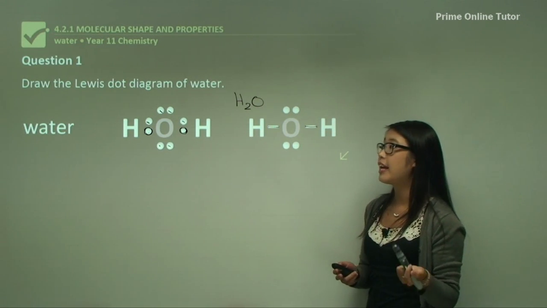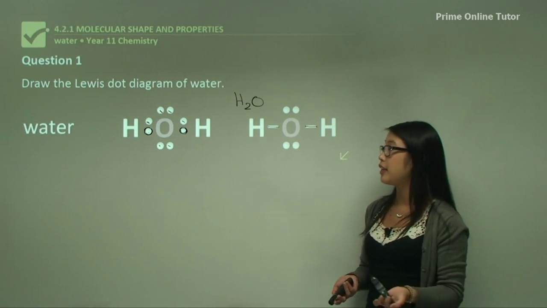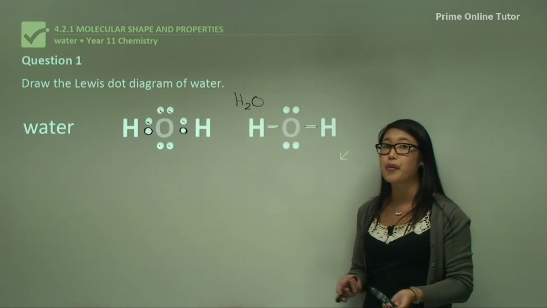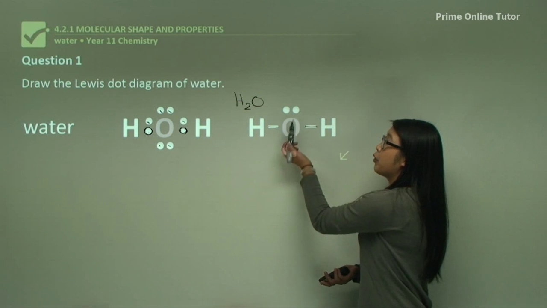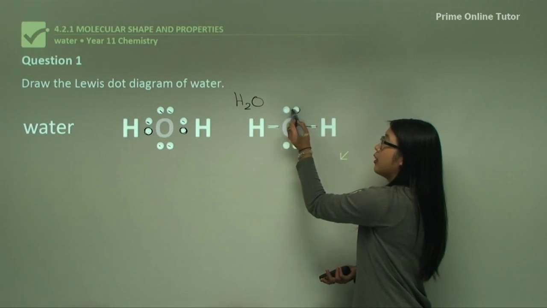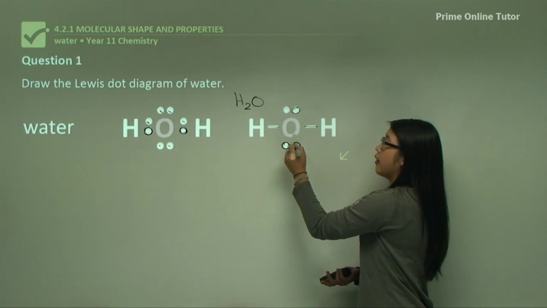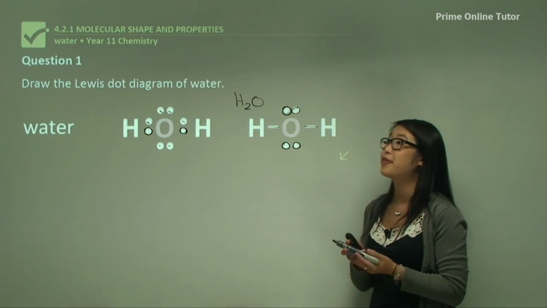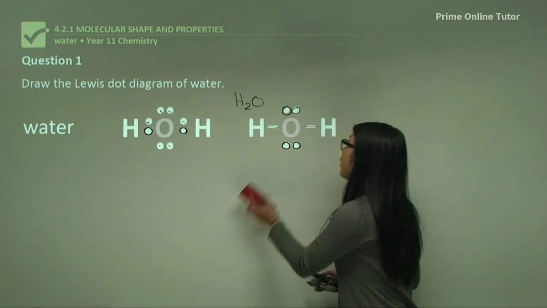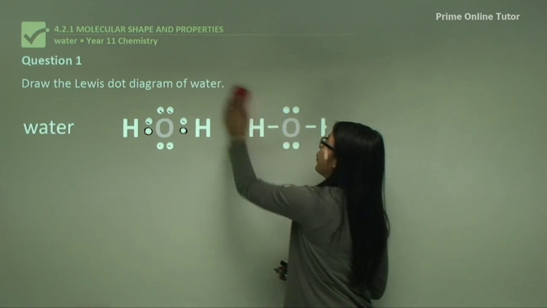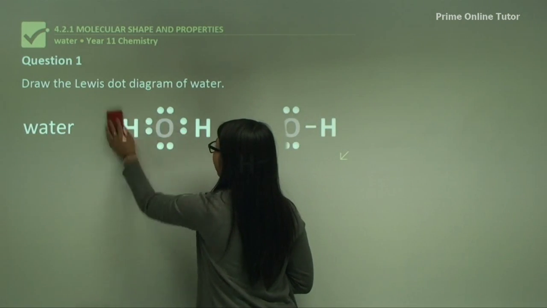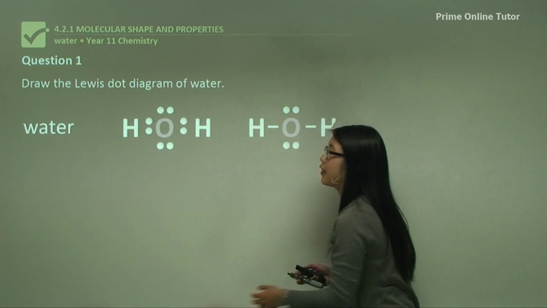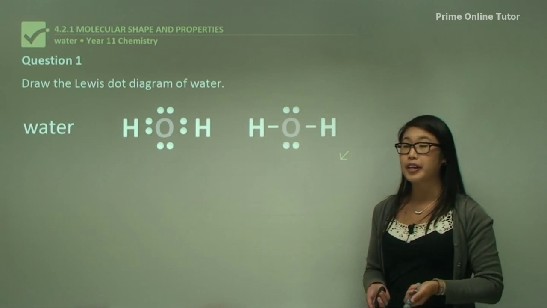So that means 8 minus 4 gives us 4 electrons left, and we can distribute them around the oxygen atom in lone pairs, here, here, here, and here. So that's how you draw a Lewis dot diagram for water. It's really simple for water because there's only 3 atoms, but it can be really complicated when you have lots of other ones. So we'll try another one.